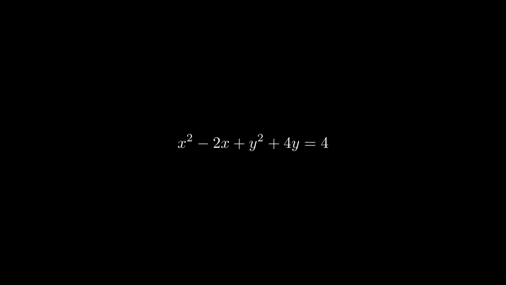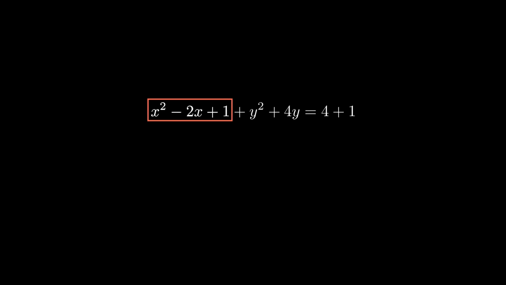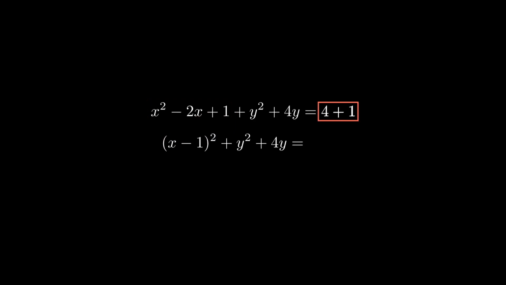To draw the circle of this equation, we need to transform both x and y terms into the completing the square form. Firstly, divide the coefficient of x by 2, and then square it. This gives us 1. Next, add 1 to both sides of the equation. X squared minus 2x plus 1 becomes x minus 1, the whole squared. And 4 plus 1 equals 5.